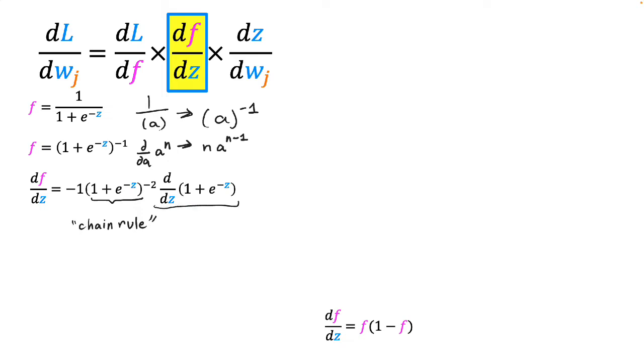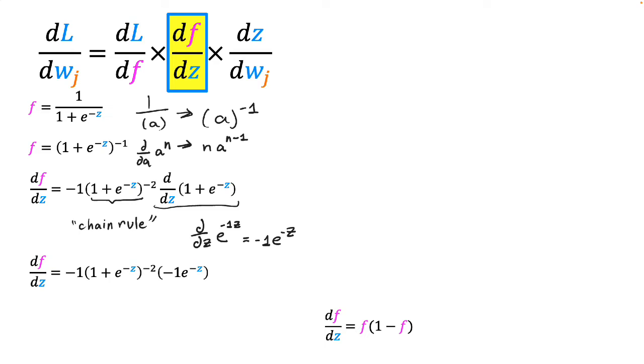So what's the derivative of 1 plus e to the minus z with respect to z? Well, we can use this other rule, which is that the derivative of e raised to the minus 1 times z is going to be minus 1, from that power, you bring it down, minus 1, times e to the minus z.